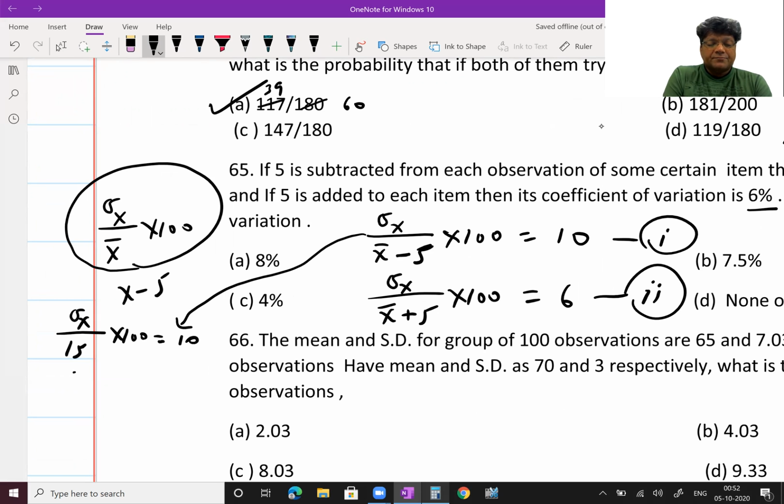Cross multiplying, sigma x into 100 is equal to 150. So sigma x is equal to 150 minus 100. 150 minus 100, that is 50. Sigma x is coming 50. No. 150 by 100. Guys, 150 by 100. Sigma x is equal to 150 divided by 100. That is 1.5.